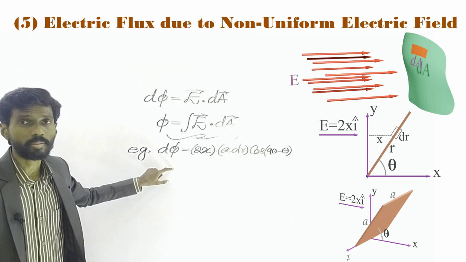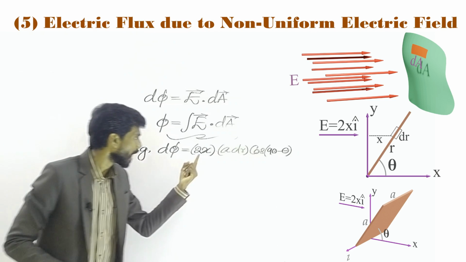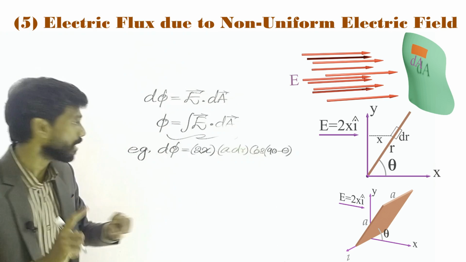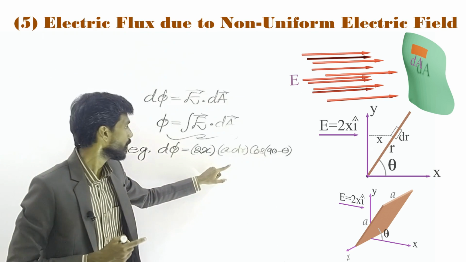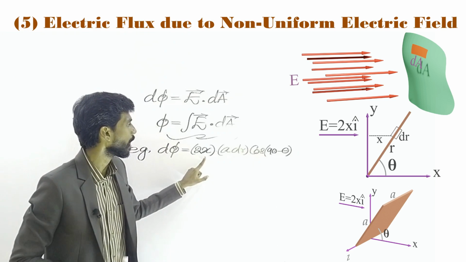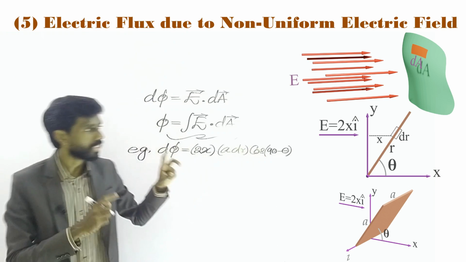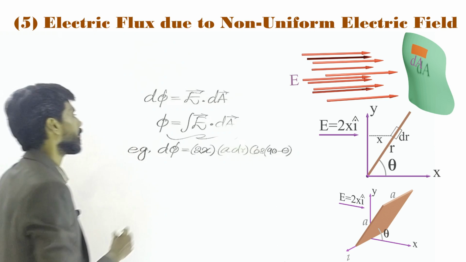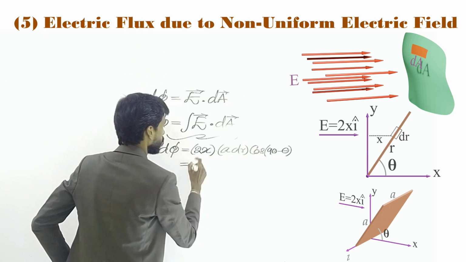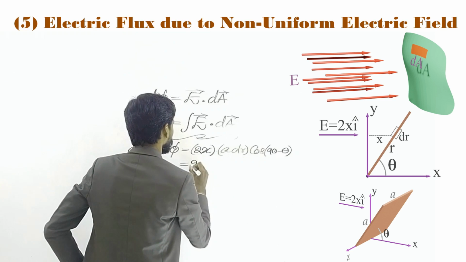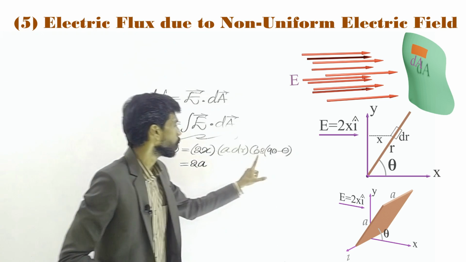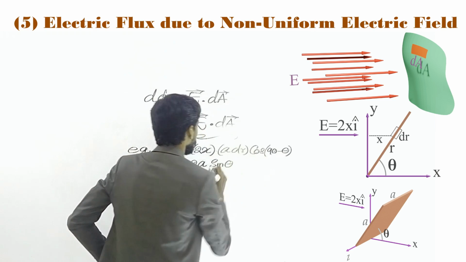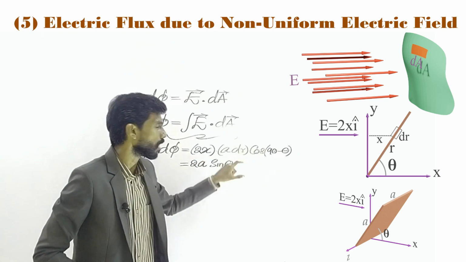So this is our d phi. But here there are variables. X is a variable, r is also a variable, but we want to make it in terms of one variable. Only then can we find the integration. So let us make it in terms of one variable, say r. This value is 2 multiplied by A and cos of 90 minus theta, which is sin theta, multiplied by x dr. But what is x?